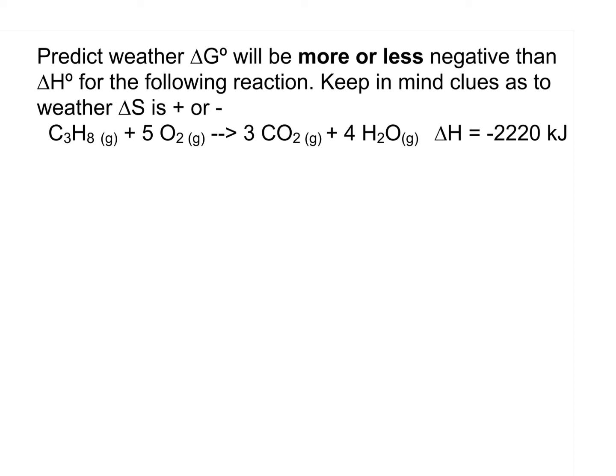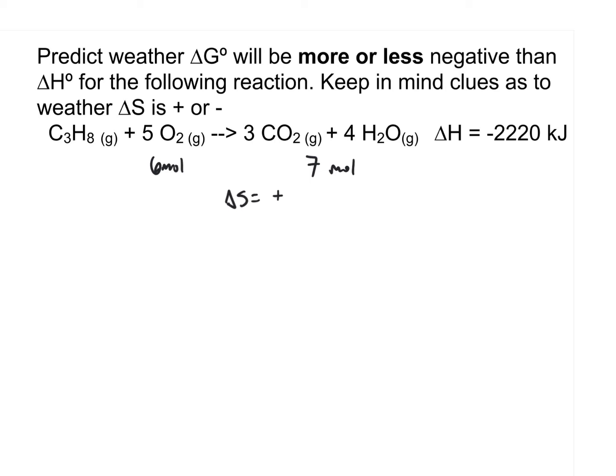the following reaction. Keep in mind that the clues to whether delta S is positive or negative. Remember, if you have more moles of gas on the left than you do on the right, then the delta S is negative because you are creating fewer moles of gas, and that means that the pressure is going down and becoming more ordered. In this case, you've got 1 plus 5 or 6 moles of gas on the left, and you've got 3 plus 4 or 7. So the moles of gas are increasing, and so in this case, delta S is positive because there is more disorder.